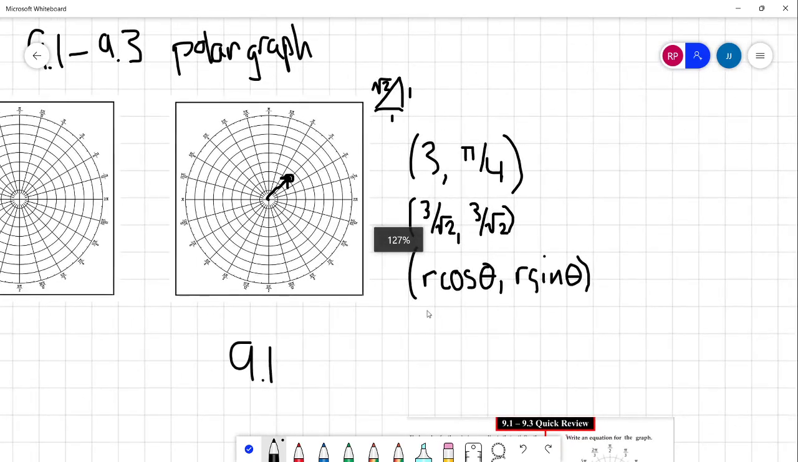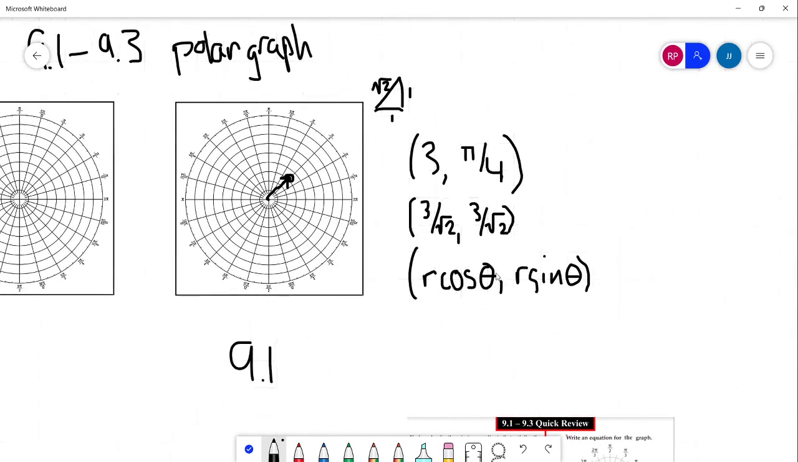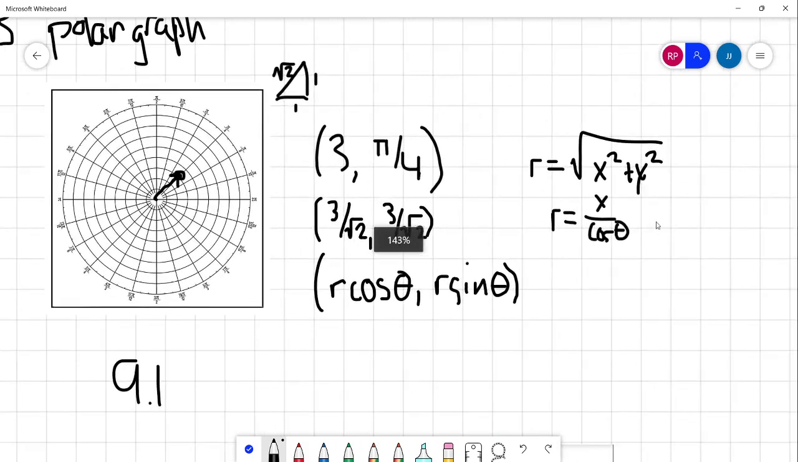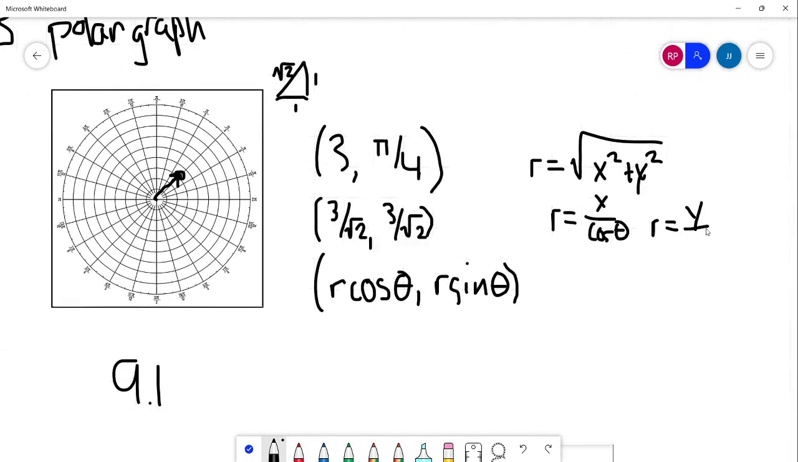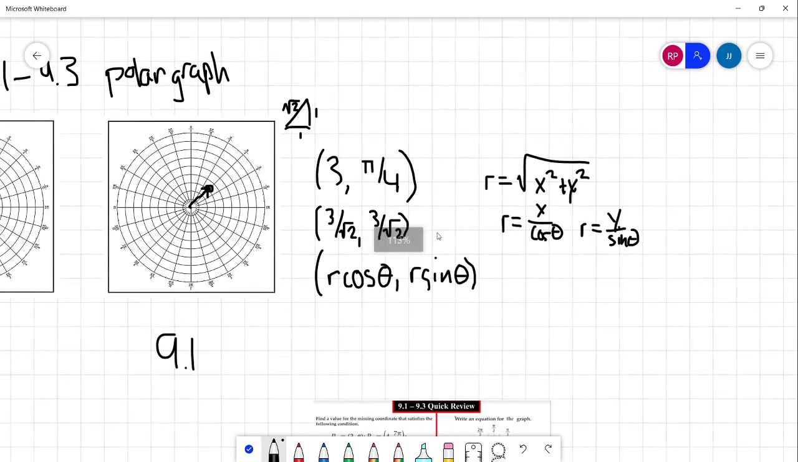So inversely, if we want to go from x and y to r, we have several equations to do that. Remember that r is essentially the hypotenuse because it's the magnitude, so we can do it like this, and this equation is important later. Or alternatively, you can do it like this, though this is used a little bit less often. And then the same thing for r equals y divided by sine theta. So this is most of this first section.